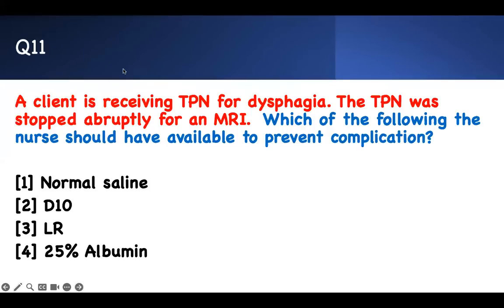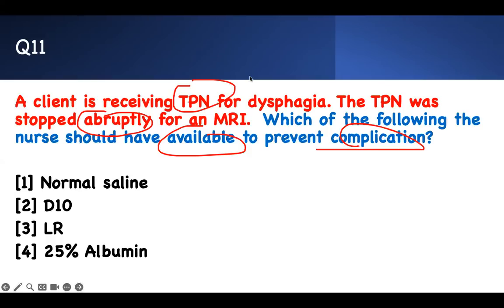Number 11, same strategy. Which of the following should the nurse have available to prevent complication? The client is receiving TPN for dysphagia. The TPN will stop abruptly for an MRI. Which of the following should the nurse have available to prevent complication? Have available to prevent complication. What is the problem? Abrupt TPN. You see what I've underlined? Those are your buzzwords to keep you focused. TPN, abruptly, what should I have available?